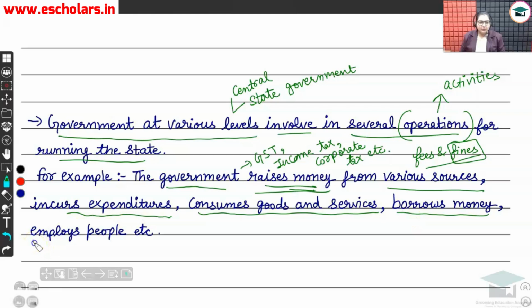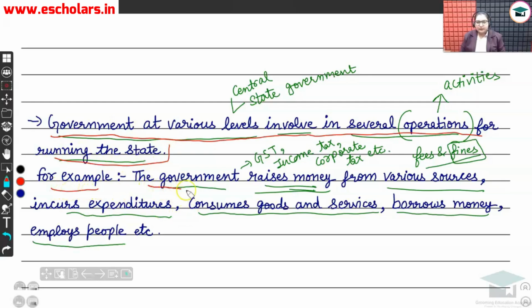And also the government employs people. That is, the government provides job to the people, or you can say the government provides employment opportunities to the people in the government organizations like government schools, government hospitals, government factories, government offices, etc. So let's recall it. Government at various levels involve in several operations for running the state.